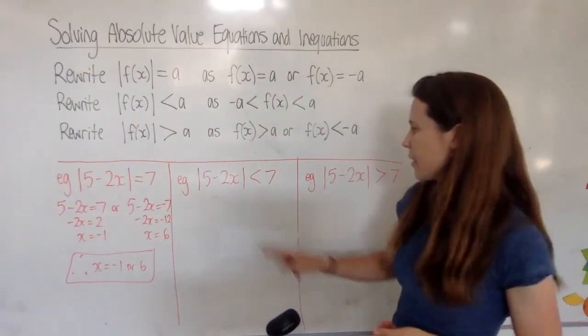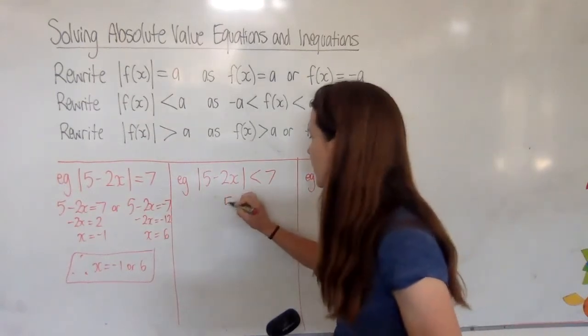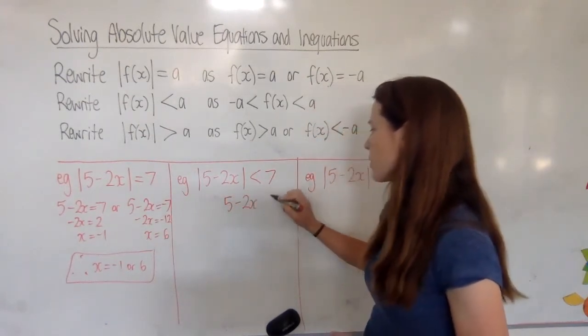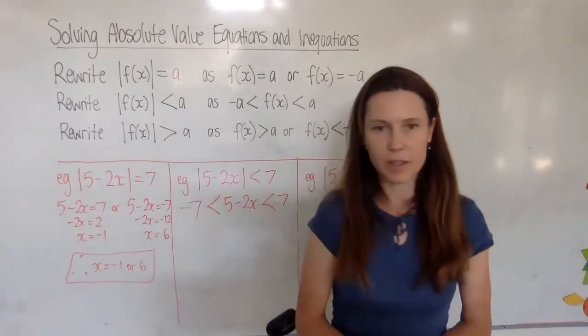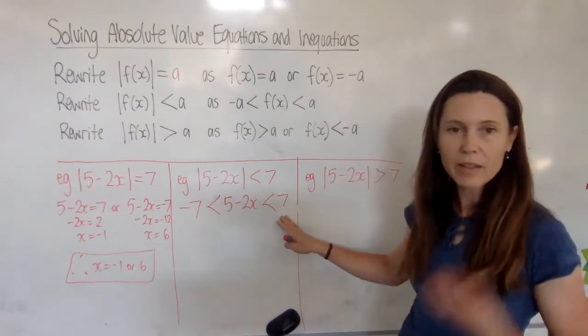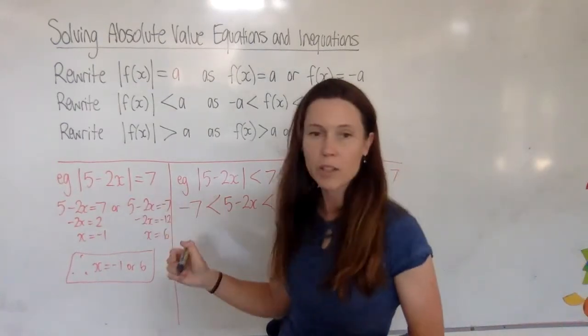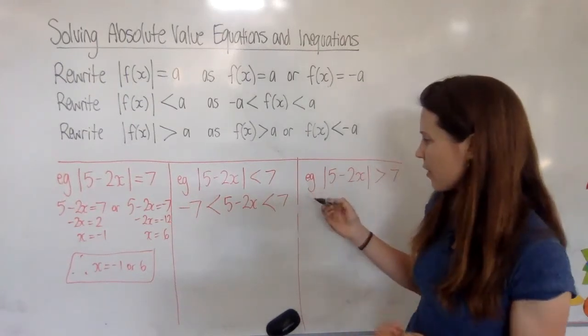Now for the middle one, if the absolute value of this is less than 7, then the 5 minus 2x must be smaller than 7, but must also be bigger than negative 7. Now, solving something like this that's got 3 parts, it's exactly the same as solving an equation with 2 sides. Just do the same thing to all 3 parts, just like you would normally, and everything comes out.